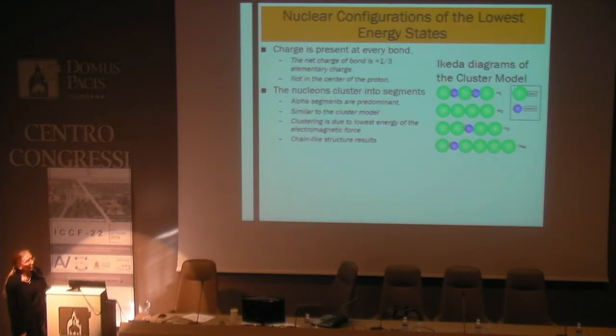Clustering results in a chain-like structure. As you can see here, this would be carbon 14, right here. I have 3 alpha particles and 2 neutrons. Here is oxygen 16. This would be oxygen 17 with the addition of a neutron. And here would be neon 21.